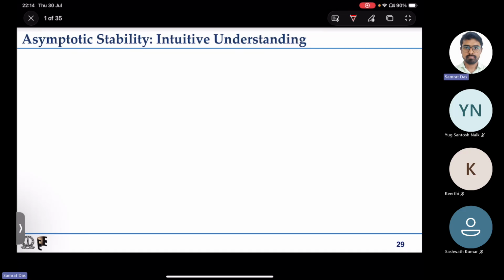So asymptotic stability, just to repeat what I have told, is that with zero input the states of the system converge to the equilibrium point, say xe, or it could be 0 if the equilibrium point is 0, as time tends to infinity. So again I have given an example.